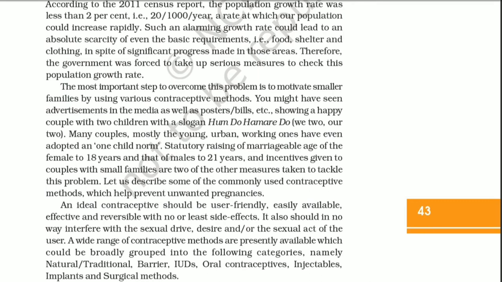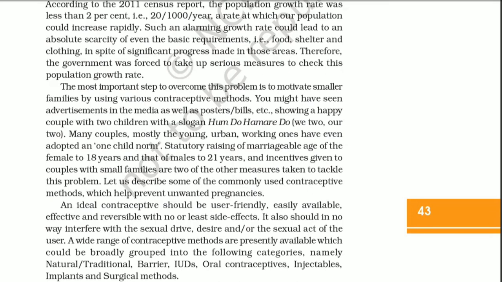You might have seen advertisements in the media as well as posters or bills, etc., showing a happy couple with two children with a slogan, "Hum do hamare do." Many couples, mostly the young, urban, working ones, have even adopted a one child norm. Statutory raising of marriageable age of the female to 18 years and that of males to 21 years, and incentives given to the couples with small families are two of the other measures taken to tackle this problem.